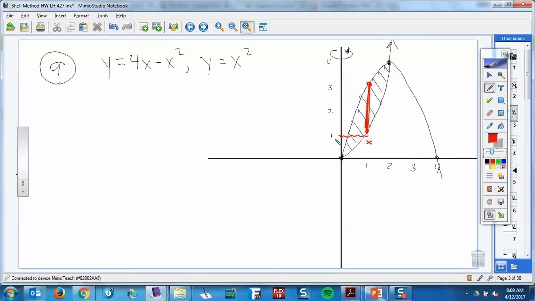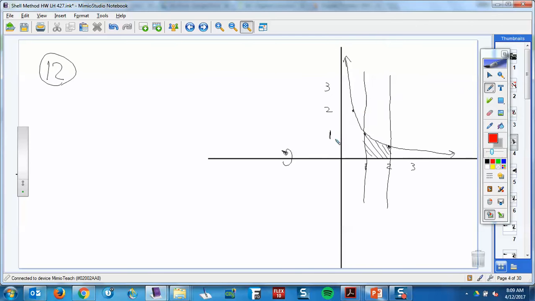X minus 0. Okay, what was the answer on 9? We said 16 pi over 3. Okay, number 12, pi halves. Did you split that into 2? You had to split that into 2, right? This is one where you would rather not do shell, right? You would rather not do shell here because shell would be horizontal strips since it's a horizontal axis of revolution. You'd have to split it into 2.